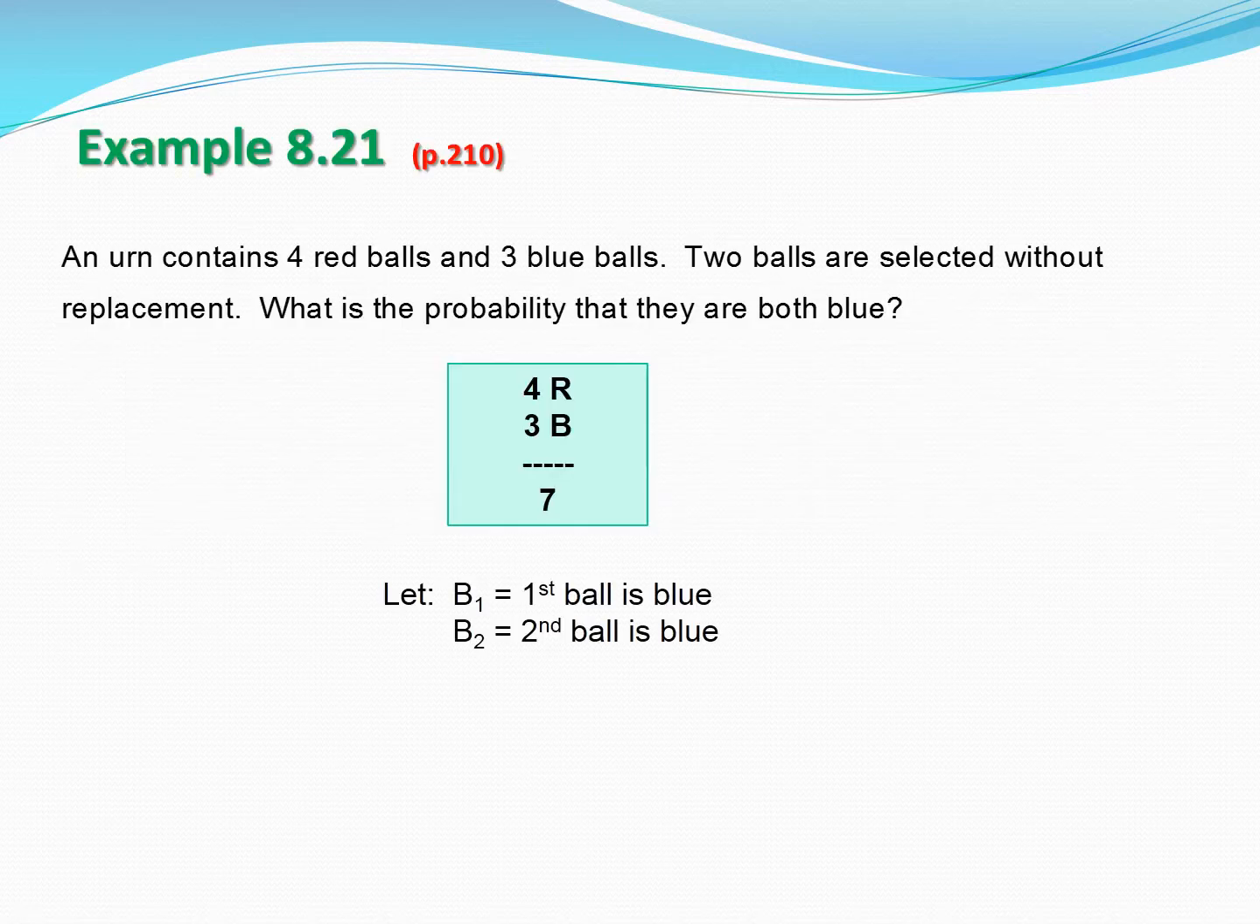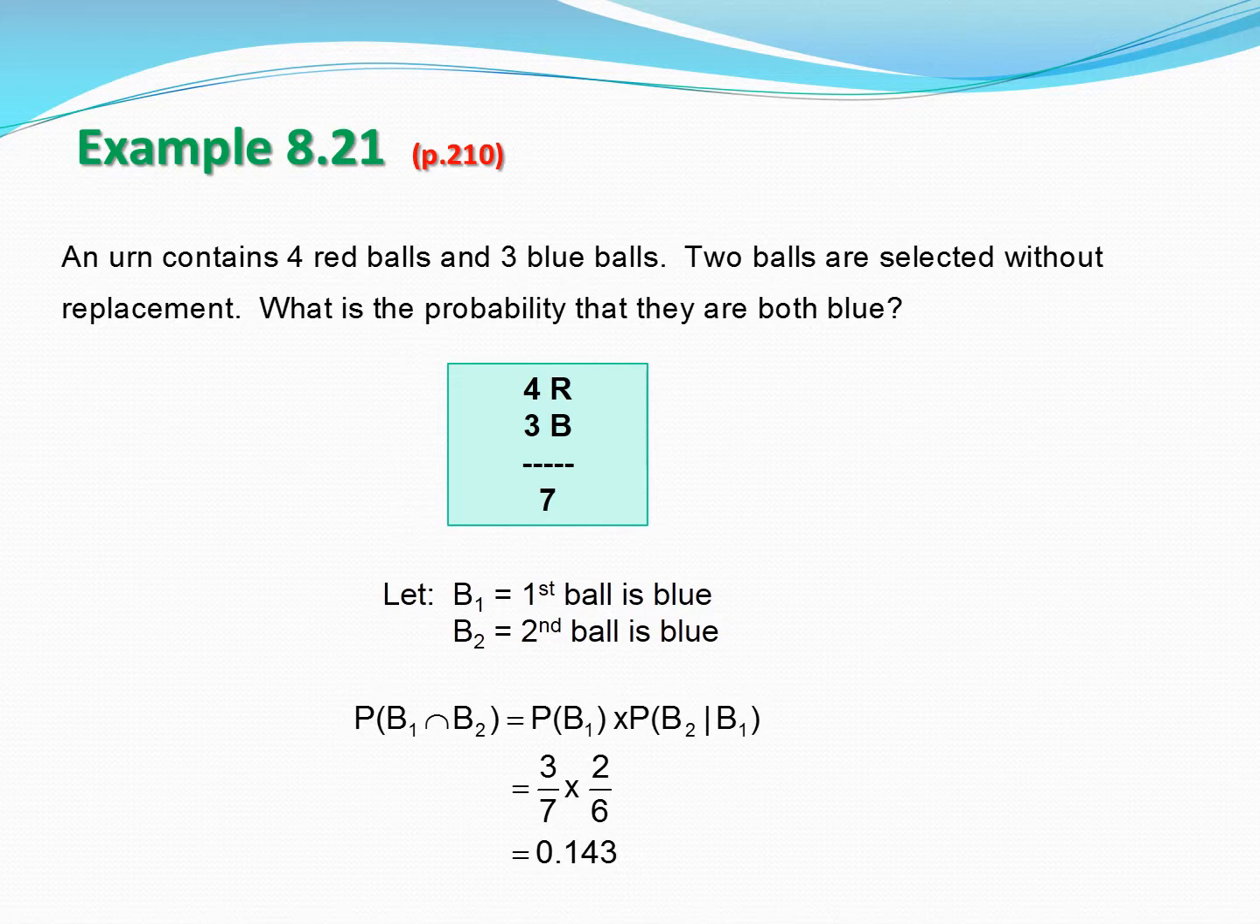For example, in example 8.21, they state an urn contains 4 red balls and 3 blue balls. 2 balls are selected without replacement. What is the probability that they are both blue? So we can let B1 be the event that the first ball is blue, and B2 be the event that the second ball is blue. If we want the probability of B1 and B2, the probability of B1 will be 3 over 7, since we had 3 blue balls and 7 balls in total.